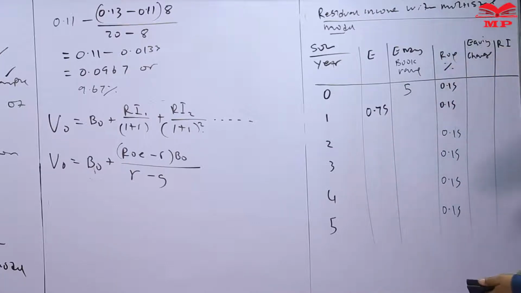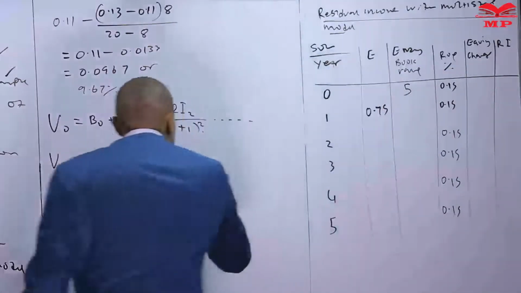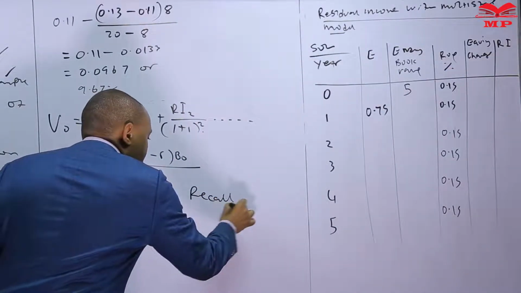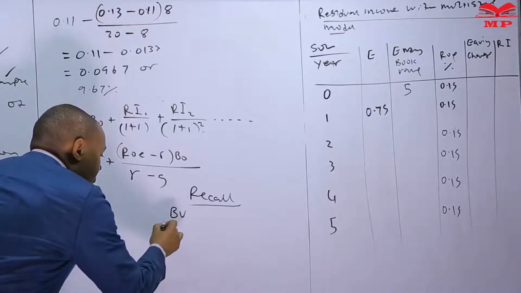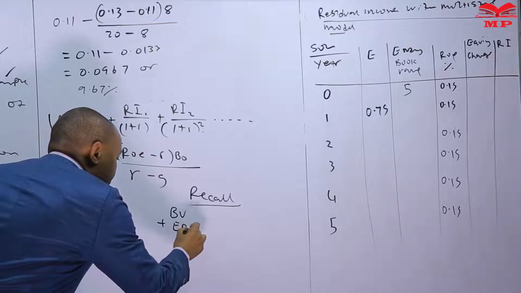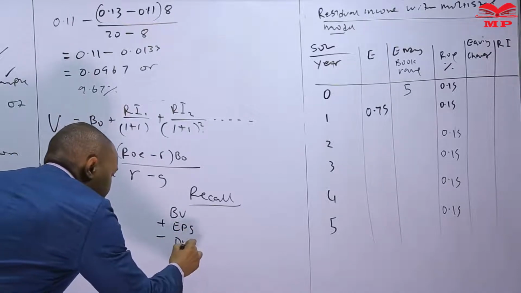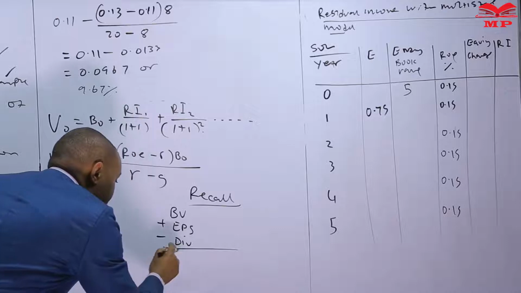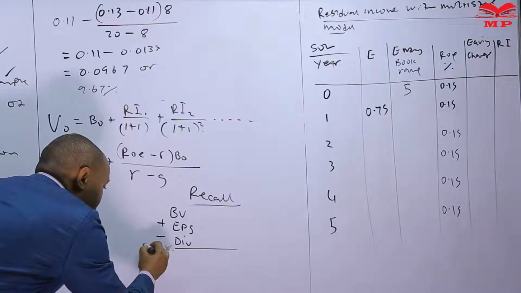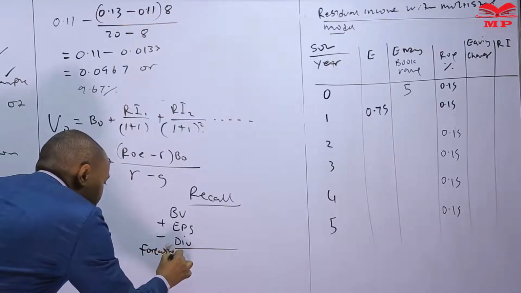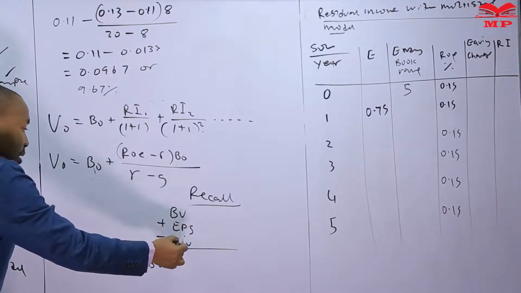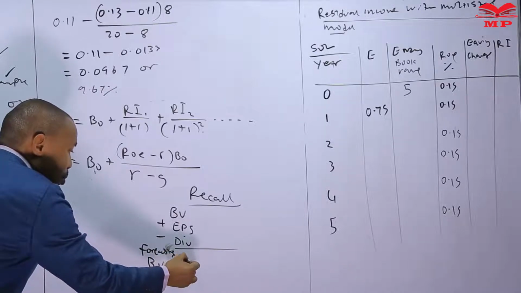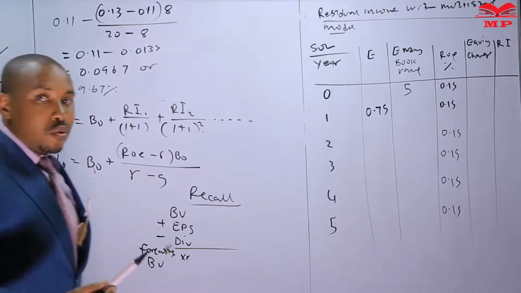There. For us to get the ending book value, recall what we said. We first of all started with the beginning book value. We added the earnings, EPS, and then we less the dividends so that we can get the forecasted book value right here. So it's beginning book value, we add the EPS, we less the dividends, we get the forecasted book value component there. That's exactly what we're doing.